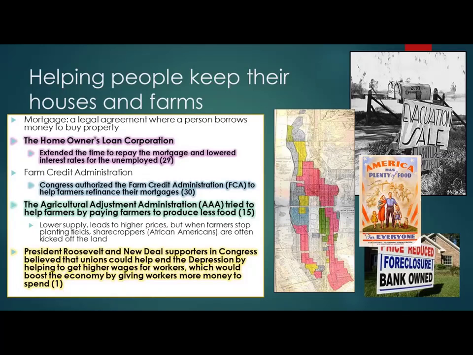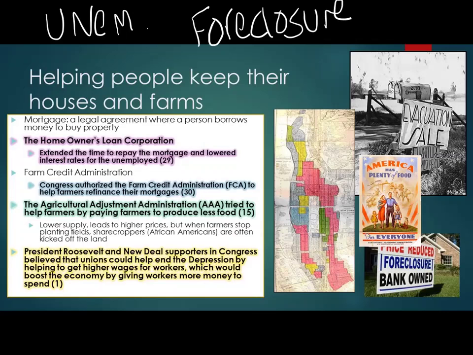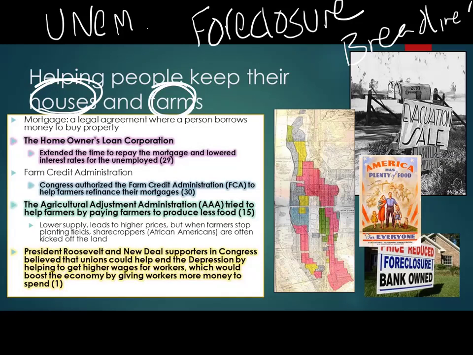As FDR gets bills like Glass-Steagall through the Congress, what we're going to see happen are a series of acts in this first New Deal that will target some of the big problems that we've seen. Remember, some of those big problems that we talked about were unemployment, foreclosure, where people were losing their houses and their farms, bread lines, people starving, not having any of that money that they need to survive.